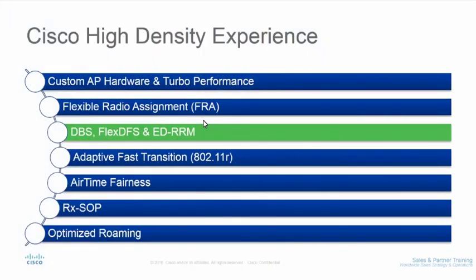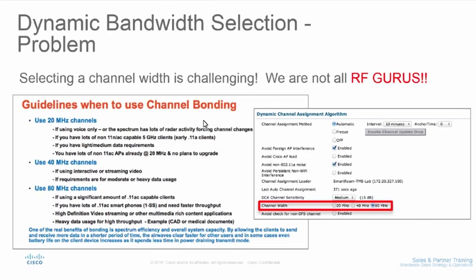Love it. Thanks. That's great. So a lot more acronyms coming your way: DBS, Flex, DFS, and EDRRM. So let's get into those. DBS. So DBS stands for Dynamic Bandwidth Selection.